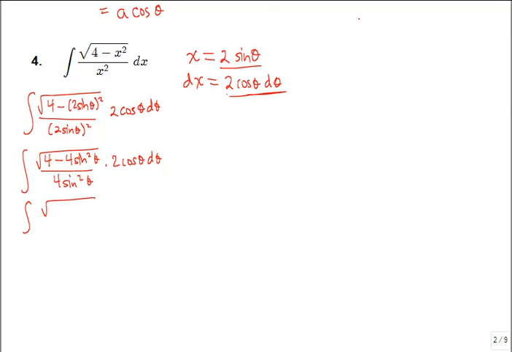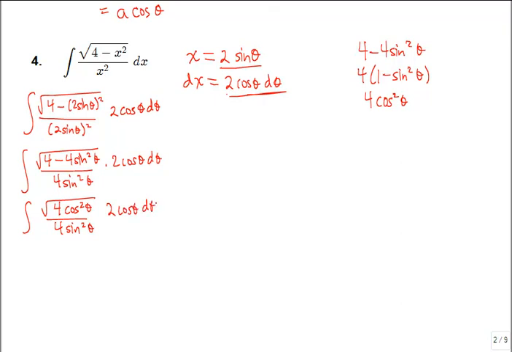Just a little side note over here, remember 4 minus 4 sine squared theta is 4 parentheses 1 minus sine squared theta, which becomes 4 cosine squared theta using that Pythagorean identity. So this whole expression under the radical turns into 4 cosine squared theta. All right, now let's take our square root. Square root of 4 is 2. Square root of cosine squared is just cosine.